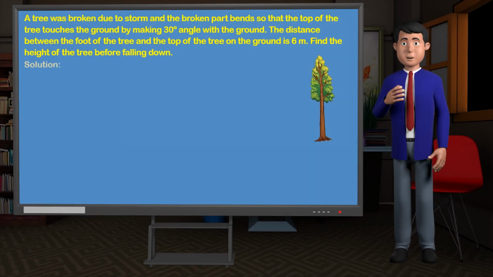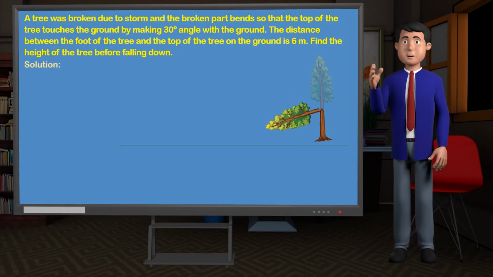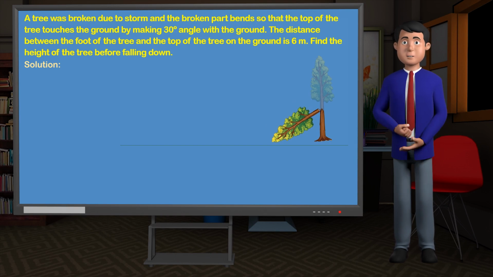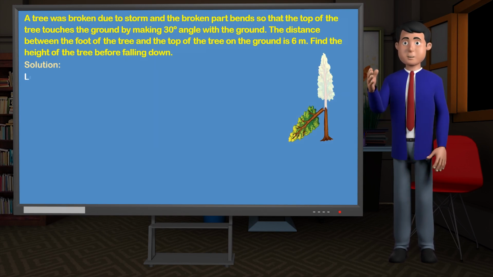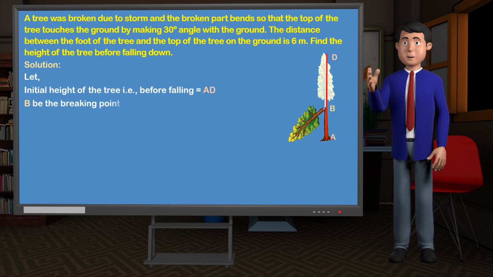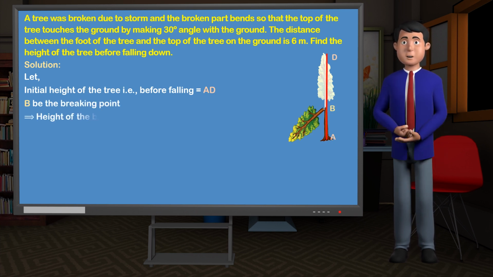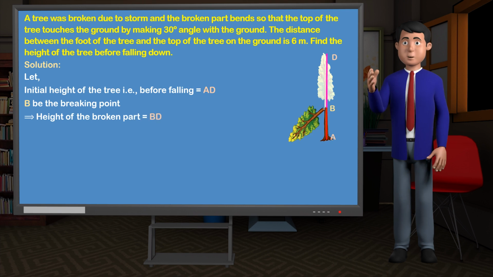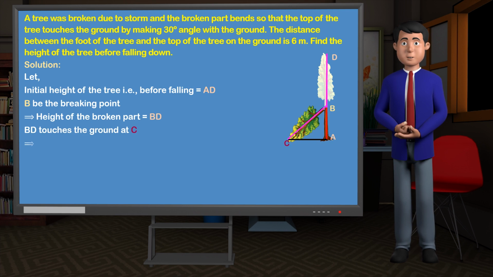Solution. According to the given problem, due to the storm the tree was broken and the top touches the ground. Let the initial height of the tree, that is before falling, be equal to AD. Let B be the breaking point, which implies the height of the broken part is equal to BD. The broken part BD touches the ground at C, which implies BC is equal to BD.